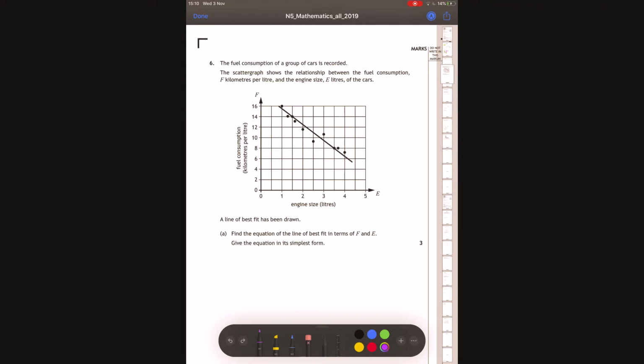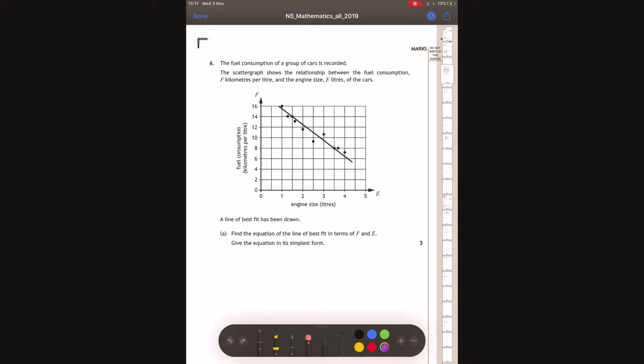Question 6. Good old straight line. So, what have we got here? Well, we've just got a graph, and part A is telling us to find the equation of the line of best fit. Doesn't really matter if it's the best fit, it's still a line, in terms of key point F and E. Now, why is it telling us in terms of F and E? Well, this creator has decided to replace the x-axis, they've called that E, and the y-axis, they've called that F. So that's where they're getting their E and F from.